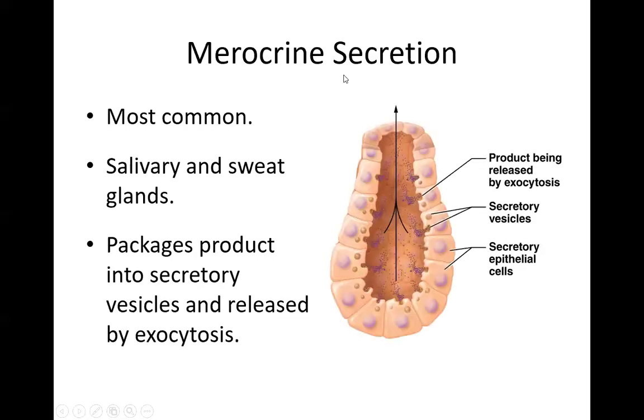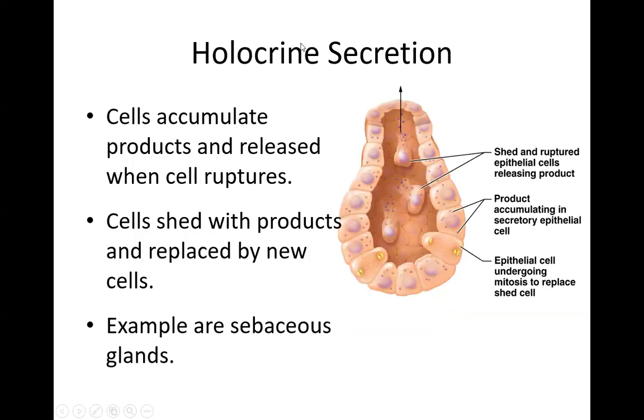The merocrine glands are the most common type of exocrine glands, and the salivary and sweat glands are examples. The product is released by exocytosis. These are your secretory vesicles making their way to the apical side, and these are your secretory epithelia. They package product into secretory vesicles and release it by exocytosis.